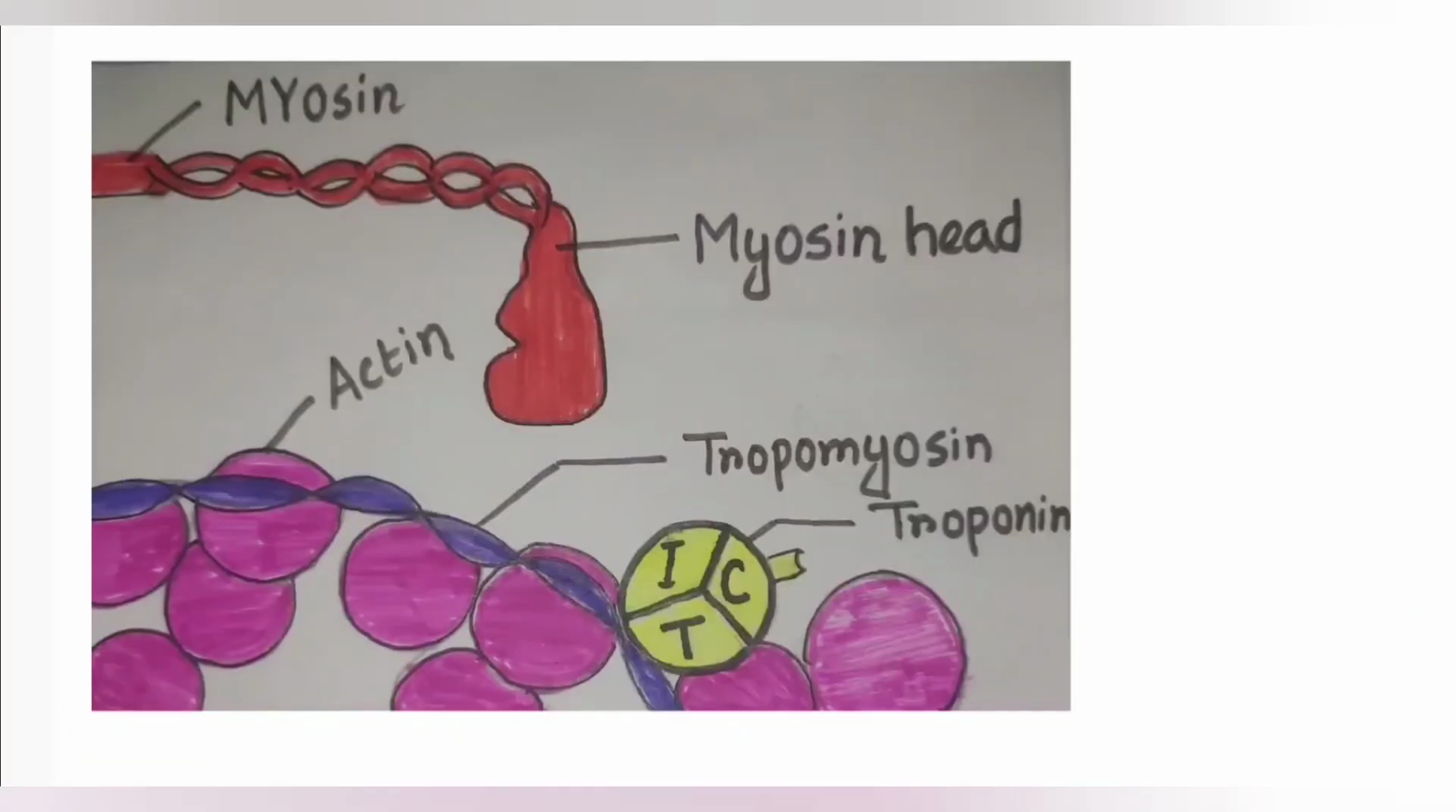Step 3. When a muscle is relaxed, myosin heads are unable to bind to actin. This is because the active sites for the myosin heads on the actins are blocked by tropomyosin. Thus, myosins are unable to bind with actin. Tropomyosin is held in place by troponin.